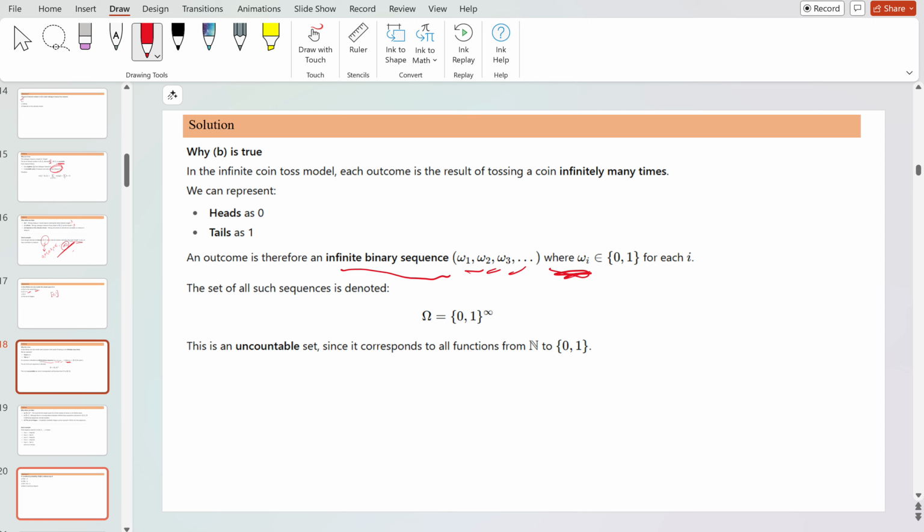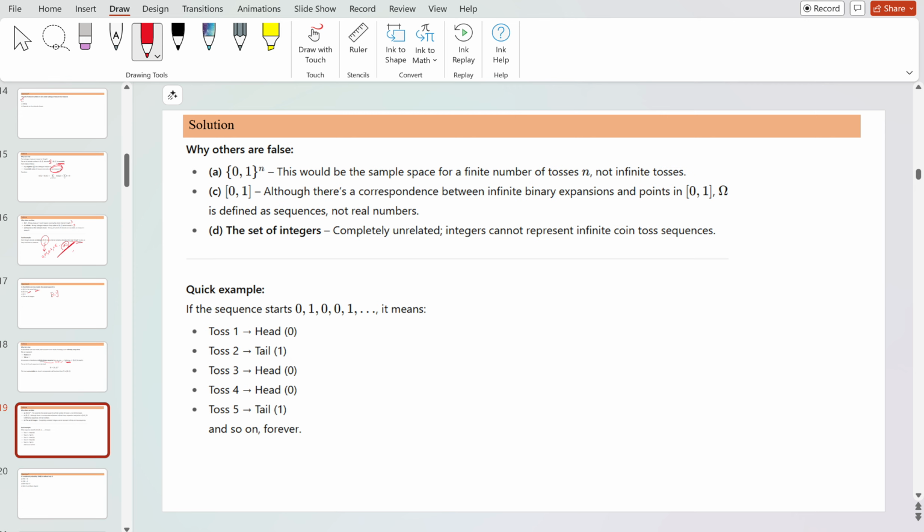This is an uncountable set since it corresponds to all functions from N to {0, 1}. Okay, why are the other options false? {0, 1} to the power n will be the sample space for a finite number of tosses, not infinite tosses. 0 to 1 corresponds to the infinite binary expansions. So the set of integers is completely unrelated, and this cannot represent the infinite sets.